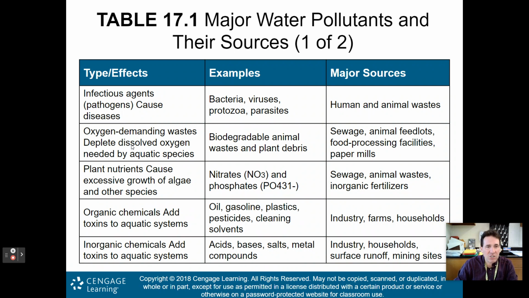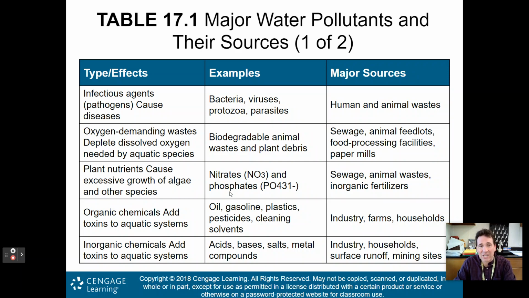Here we have oxygen-demanding waste, which depletes dissolved oxygen needed by aquatic species. This is what was happening in our core case study we just looked at in the Gulf of Mexico, right? Biodegradable animal waste and plant debris are examples. Sewage, animal feedlots, food processing, and paper mills would be the sources, right? Here, plant nutrients cause excessive growth of algae and other species. This also is what we spoke about in the core case study with the Gulf of Mexico, right?